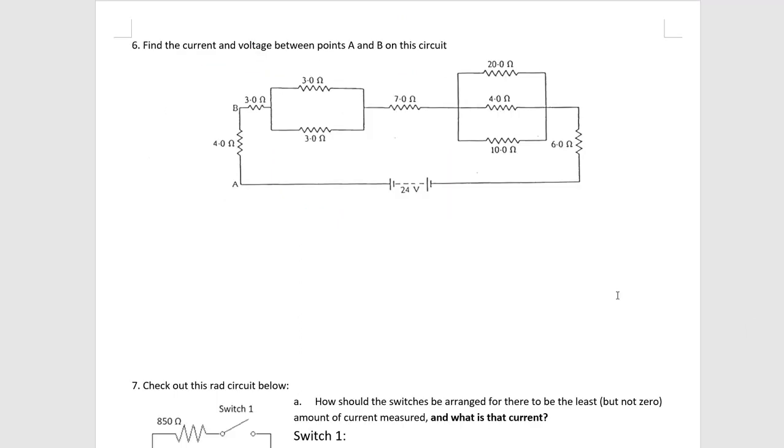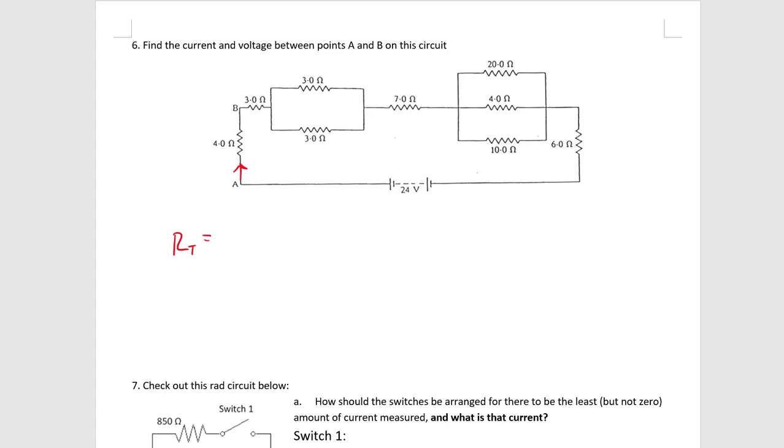Okay, so for question 6, we're looking at what is the current going through here, and what is the potential between A and B. Since we've been given the values of all the resistors, this is a classic one where you just need to figure out what the equivalent resistance is, but it's a big one, right? So let's start from the left and go to the right.